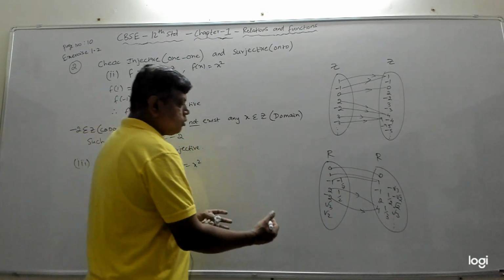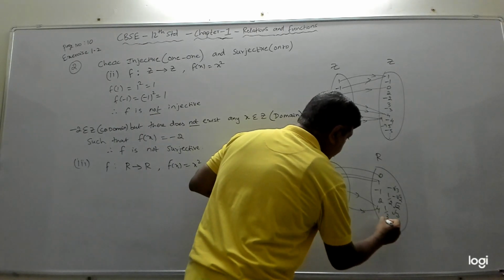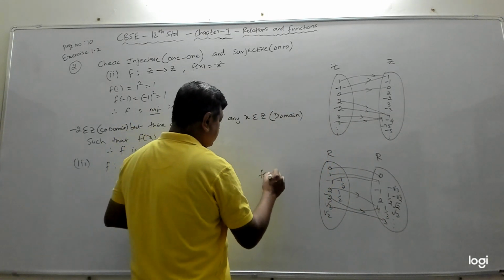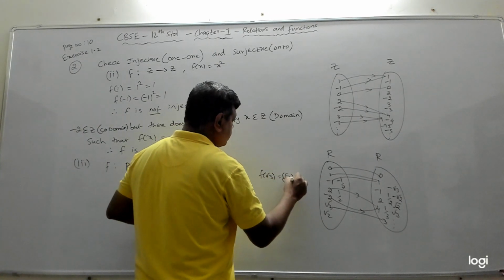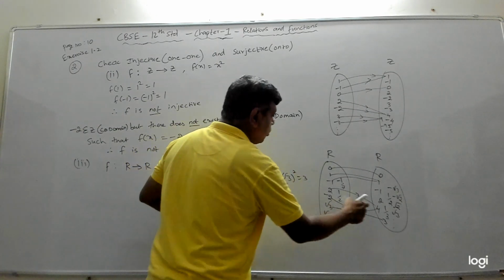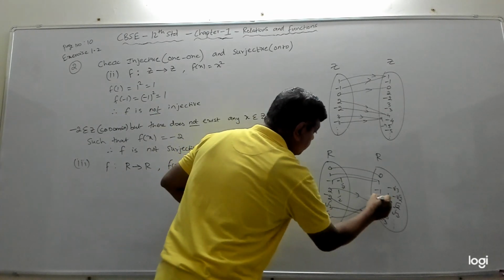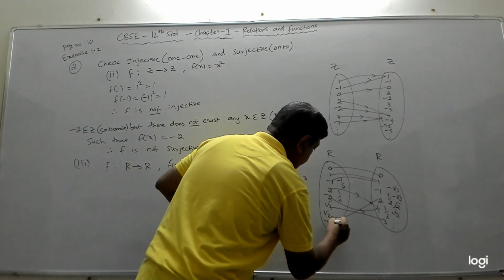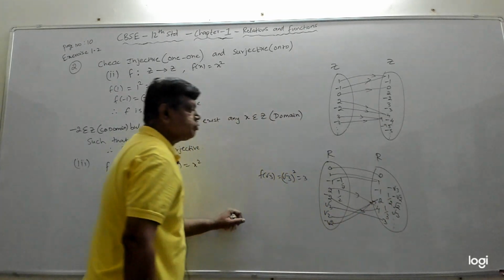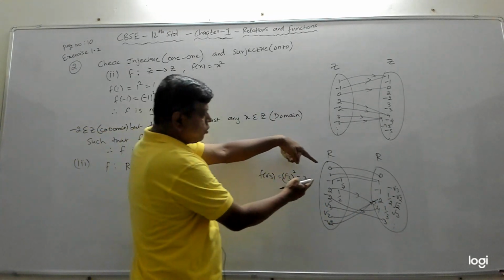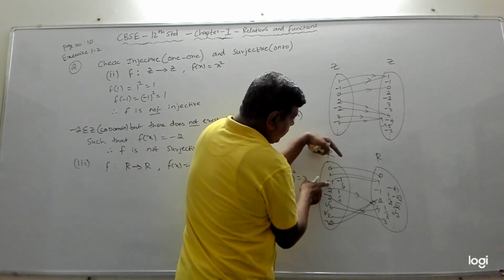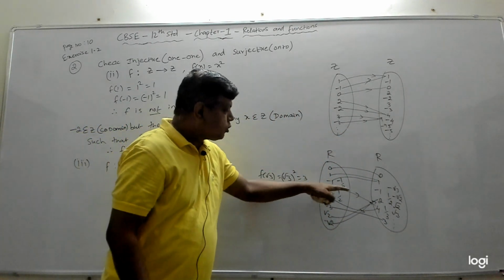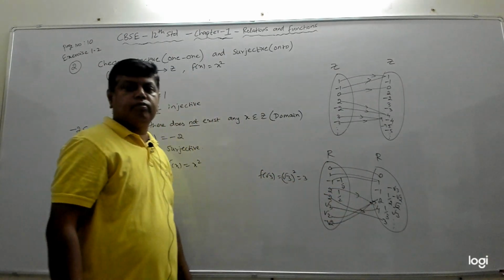Right, so clearly it shows that root 3 will go to 3. Because what is f of root 3? f of root 3 will be root 3 the whole square, which is 3. So root 3 will go to 3, root 2 will go to 2, and minus root 2 also will go to 2. So here itself it's showing that 1 goes to 1, minus 1 also goes to 1. So it is many to 1. Even 2 goes to 4, minus 2 also goes to 4.